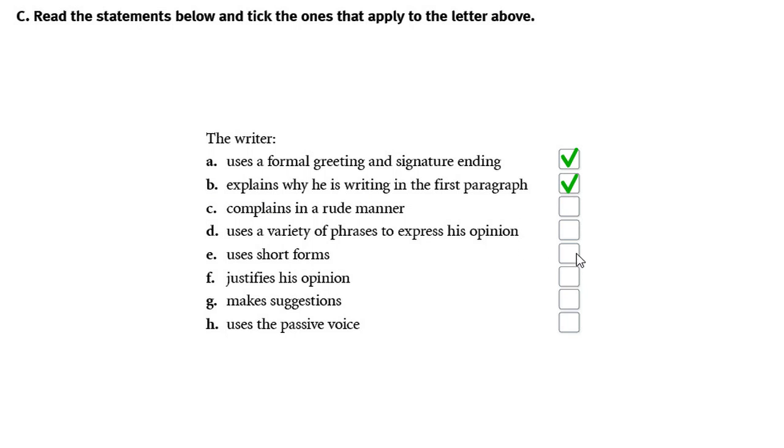C. Complains in a rude manner. No. D. Uses a variety of phrases to express his opinion. Yes. E. Uses short forms. No. F. Justifies his opinion. Yes. G. Makes suggestions. Yes. H. Uses passive voice. Yes.